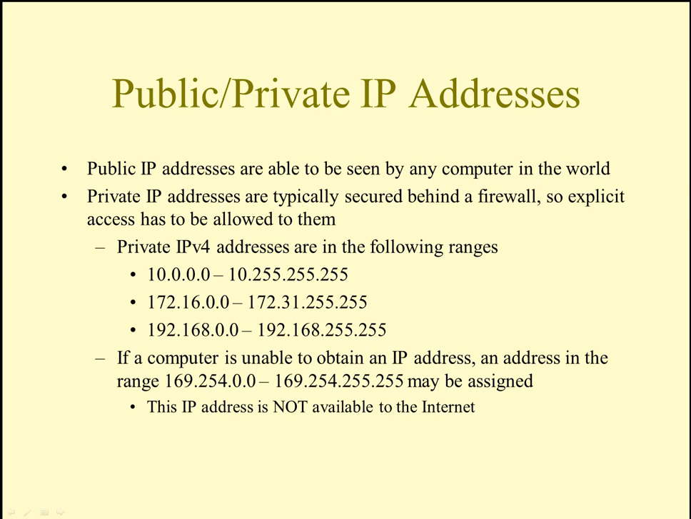You also may have seen, once you have your computer and you're trying to communicate on the internet or on the network, and you're unable to obtain an IP address, you will get an IP address typically in the range of 169.254.0.0 to 169.254.255.255. These are not available to the internet. These are IP addresses that are invalid, and this is just your computer's way of telling you, hey, I was unable to acquire an IP address, so I'm going to give you the error IP address, which is one in the range of 169.254.